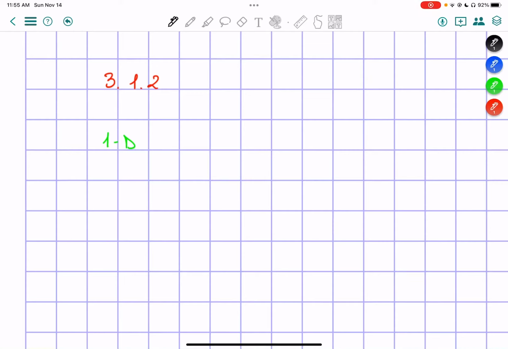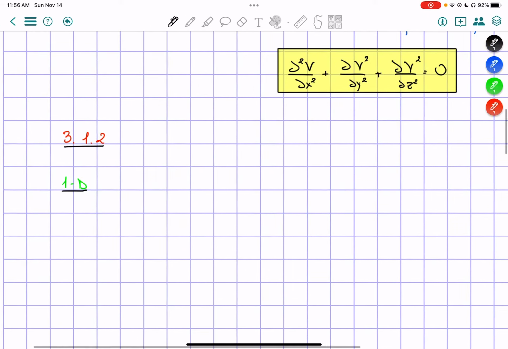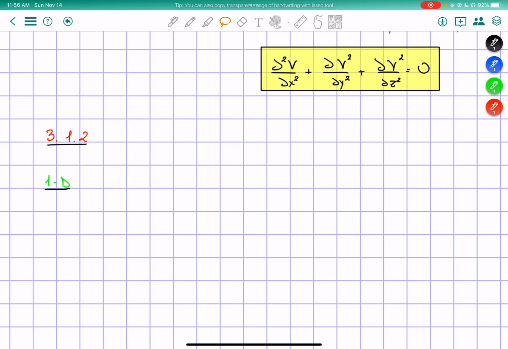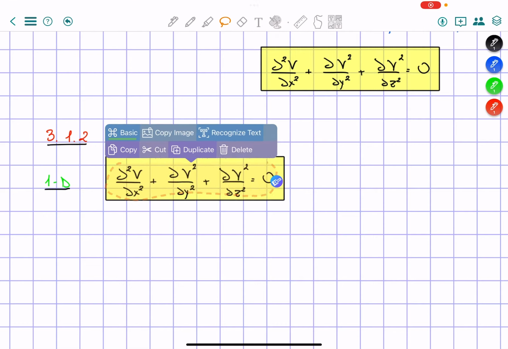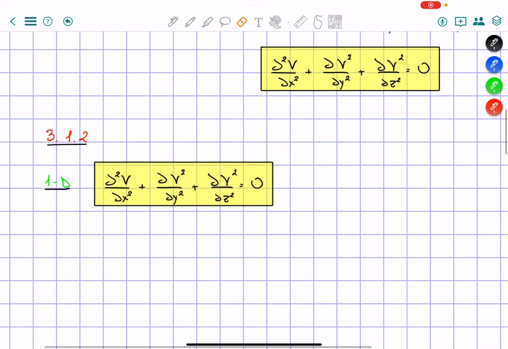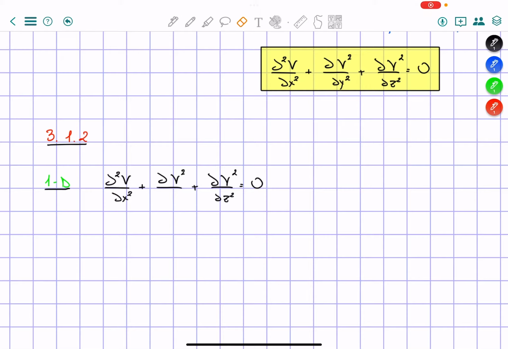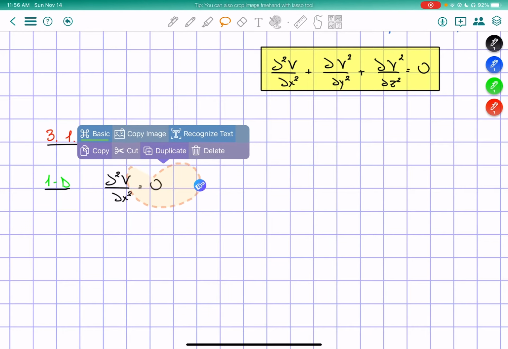Section 3.1.2 talks about Laplace's equation in one dimension, in 1D. So if we look back at the Laplace's equation that we found in the previous unit, which is this equation right here, we have only one dimension. That means that we don't have the y, we don't have the z. Therefore, our equation becomes simply this equation right here.